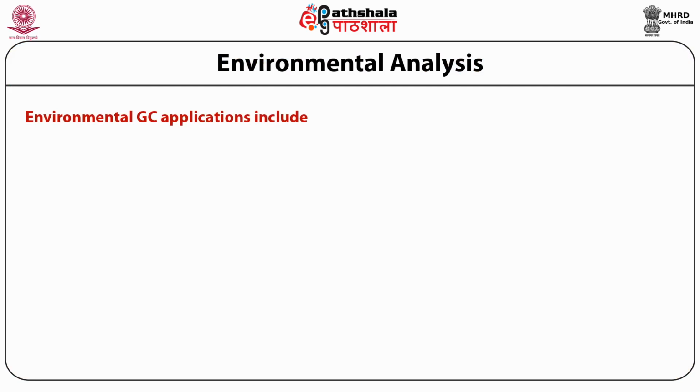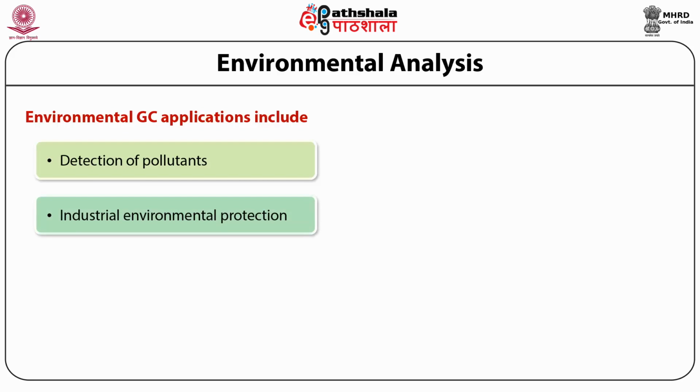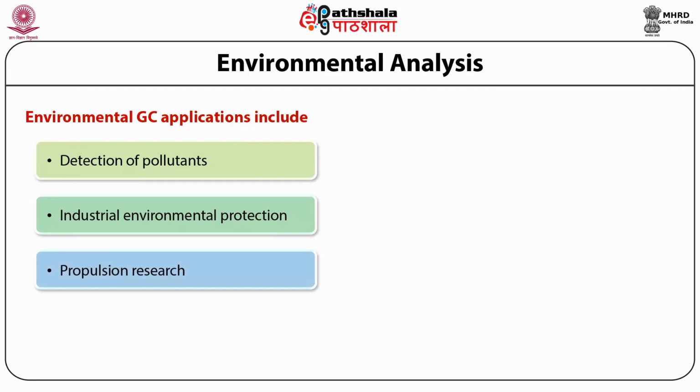In environmental analysis, gas chromatography is used in detection of pollutants such as pesticides, fungicides, herbicides, aromatics, chlorinated compounds in air, water, and soils, etc. Industrial environmental protection applications include stack and waste emissions as well as water discharges. Gaseous combustion products can be analyzed rapidly and accurately by gas chromatography and has become increasingly important to propulsion research.